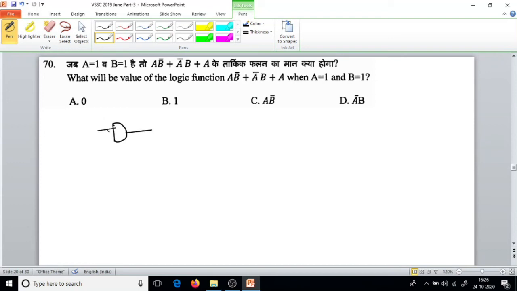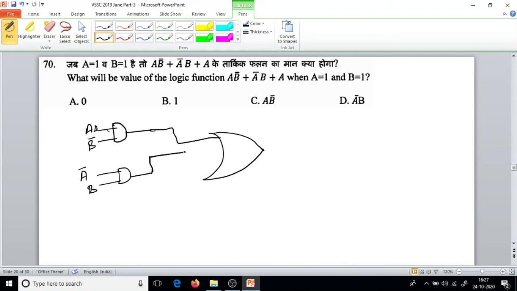This AB, we will assume that it is coming from an AND gate. Yes, AB, A, B bar. Then what is one more AND gate? One more AND gate, that is A bar B. Now we have an OR gate. We need one three input OR gate. So this comes here, and the second one, and one more input is coming.